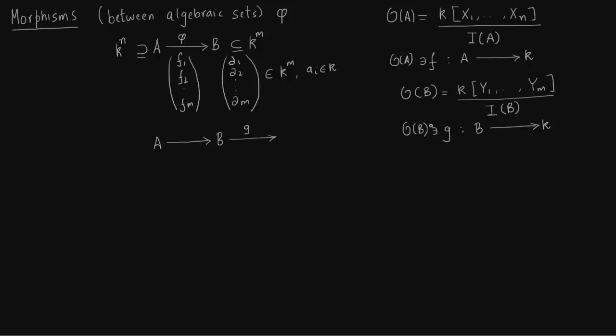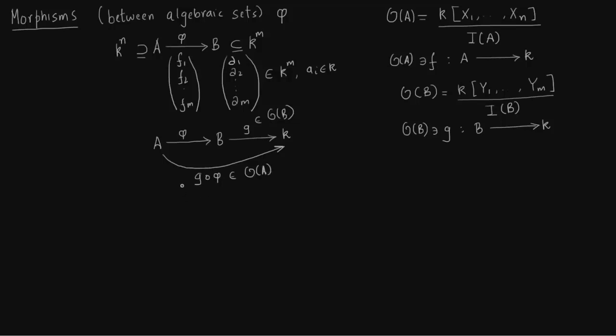Now consider this function g acting on the algebraic set B. Now g is part of O(B), as we have seen in the characterization. g will take B to K. Now notice the composition of this map. You first apply phi and then you apply g. You get a map from A to K. Now obviously a map from A to K is nothing but lying in the ring O(A). Yeah, so you get O(A).